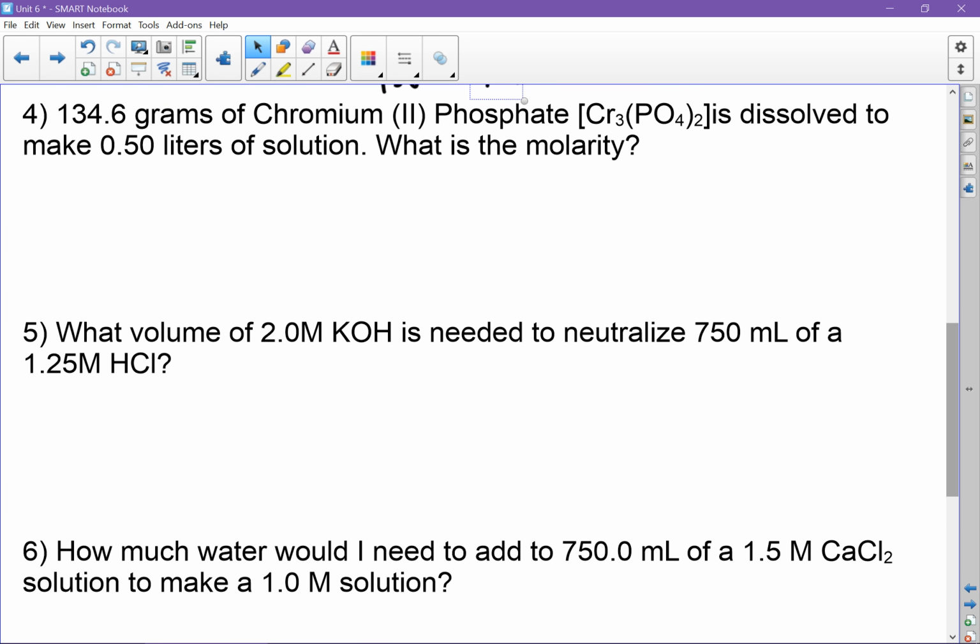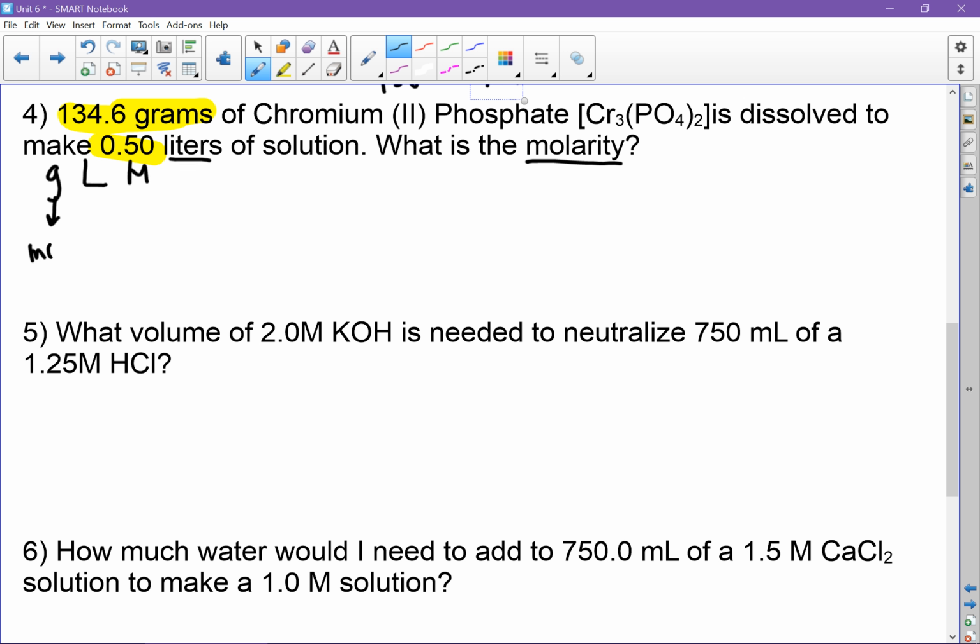Okay, if I look at number 4, highlight the numbers that you see. We've got this, we've got this, and then we have to decide on a formula. So I see grams, it says liters, and it wants the molarity. So it's not exactly the same, but remember, grams can be turned into moles. So then I need a formula that has these three things: moles, liters, molarity. That means that I need to use M equals moles over liters. So let's put in what we know.